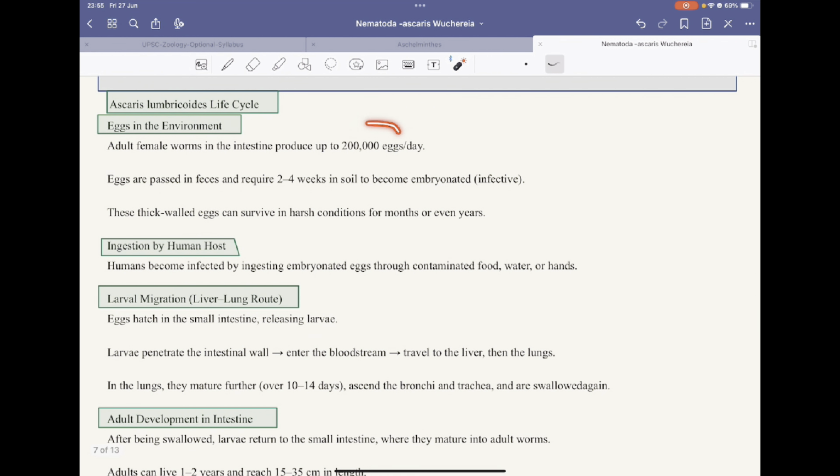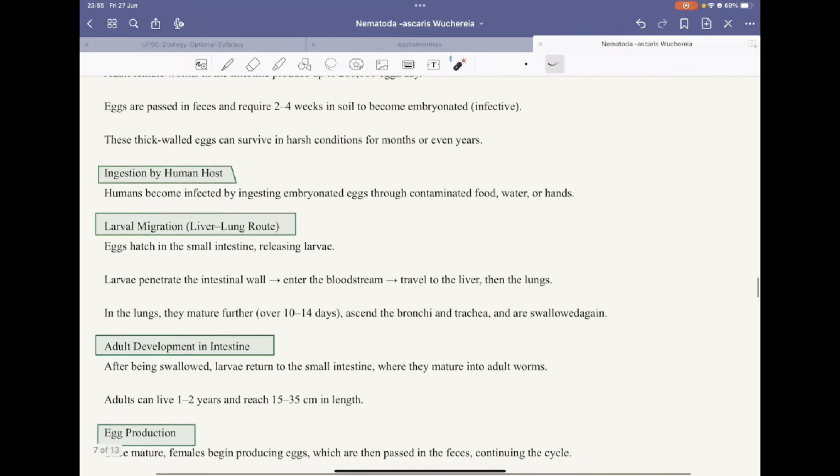So in the life cycle, firstly, there are about 2 lakh eggs per day, and the eggs are passed in the feces and they require 2 to 4 weeks in soil in order to become embryonated. Embryonated eggs are the infective eggs. They are thick walled and they can survive harsh conditions for months or even years. Ingestion by the human host creates the infection. When any contaminated food, drink or water is taken, or even dirty hands touch the mouth, they will transfer these embryonated eggs into the body.